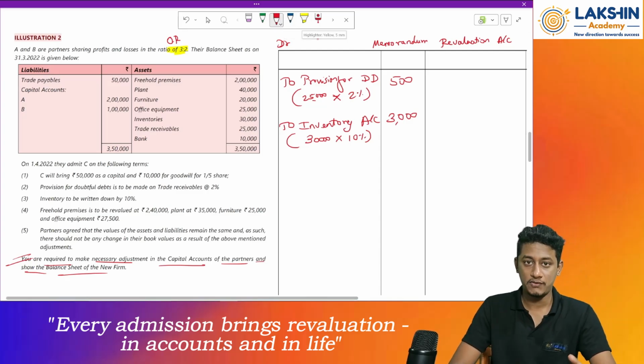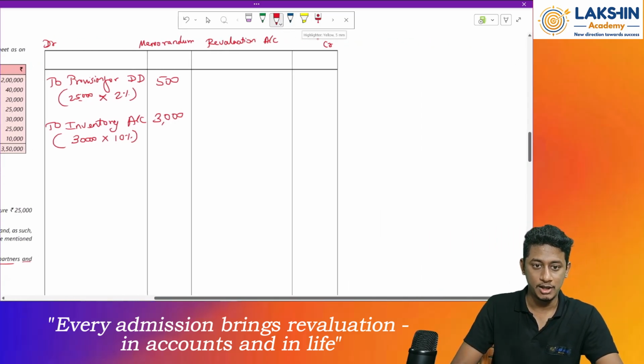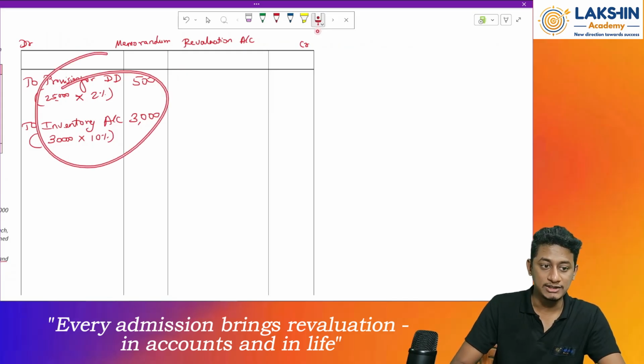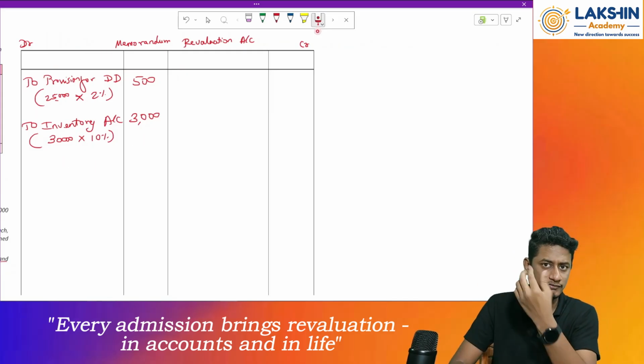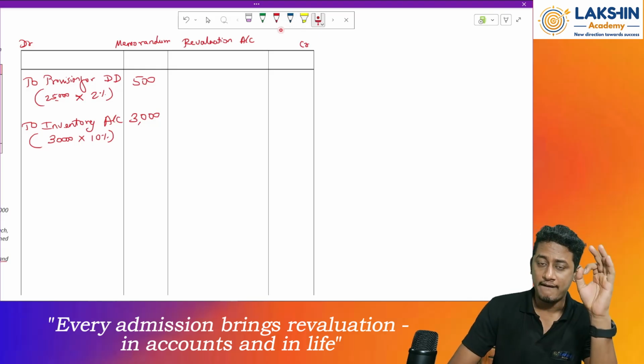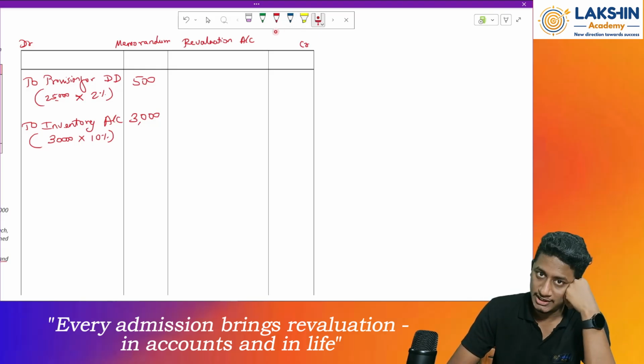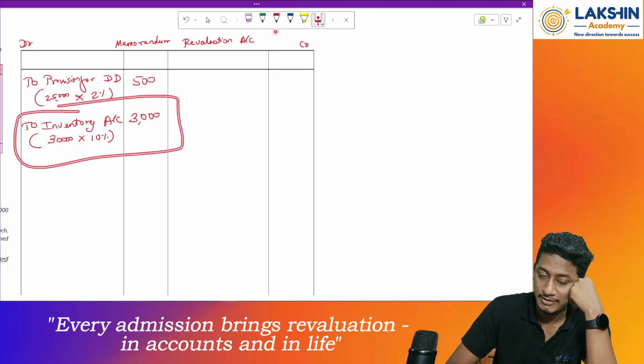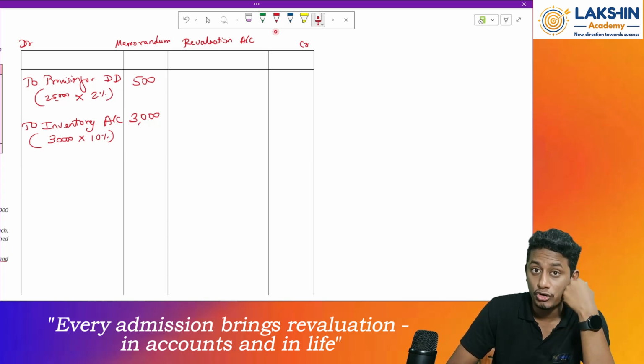Before going further, I want to show you something. See, sir, you are just going on passing the entry, not telling us the logic. I will tell you the logic. Now see, value of asset is decreasing. Yes, we know that inventory value is being reduced. Right? So what to do with this?